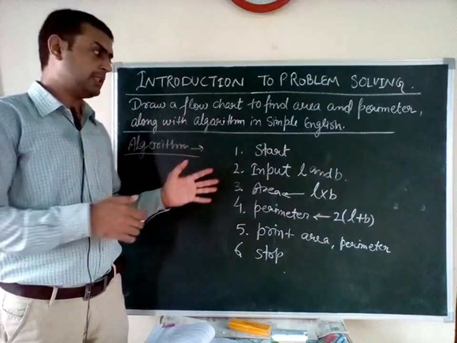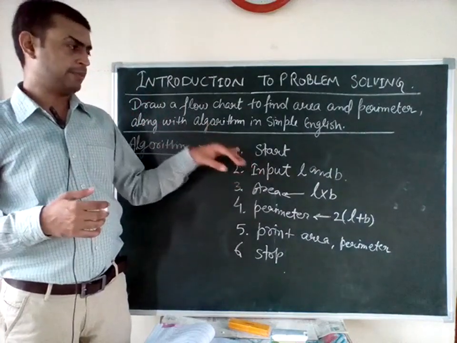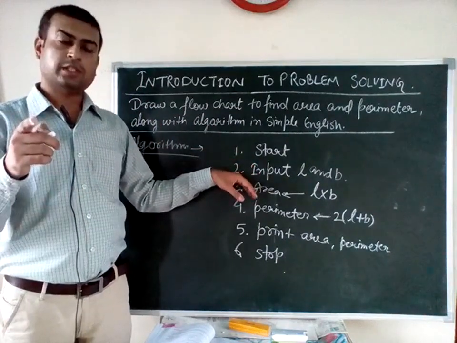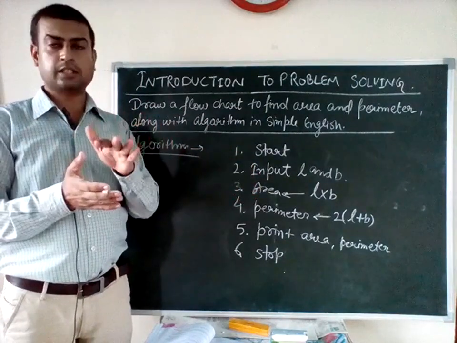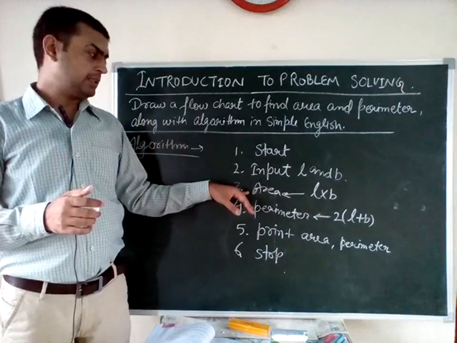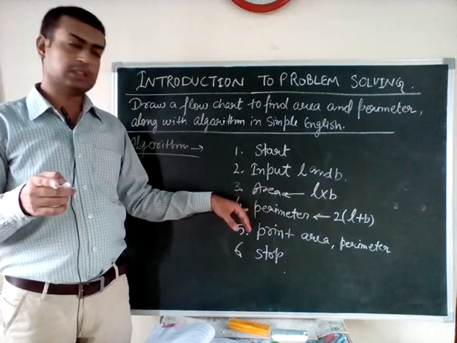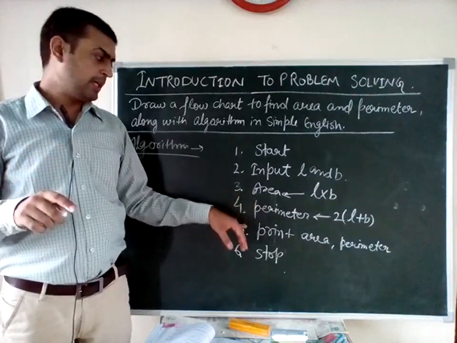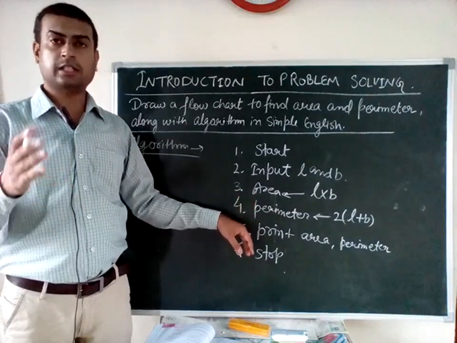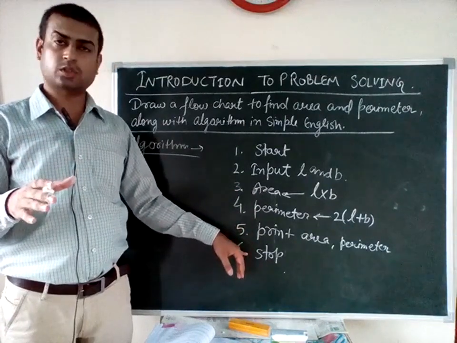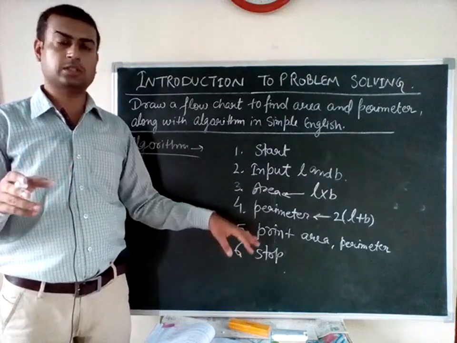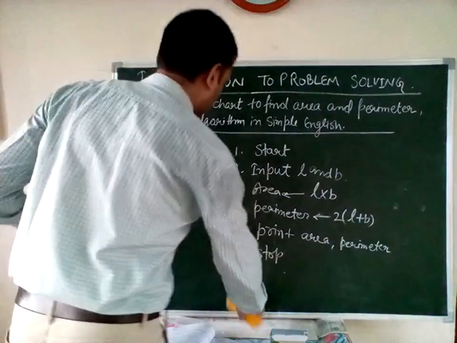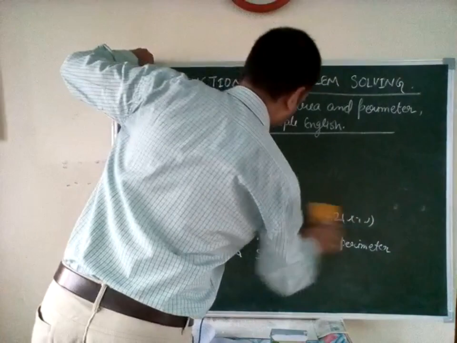And now represent this. Start will be in an oval shape, and input you have to take, so you will slightly tilt the box. Area is the processing part, this is also a processing part, so you will use a simple rectangle. Again this is output, so you will tilt the box, and this is stop, the final step, so you will use the oval shape. Now I am drawing the flow chart for this.